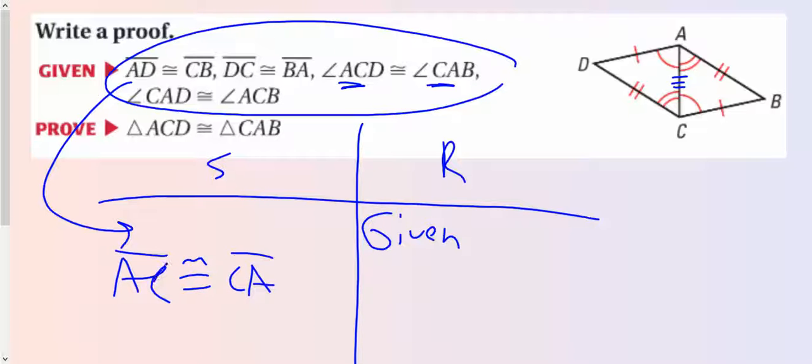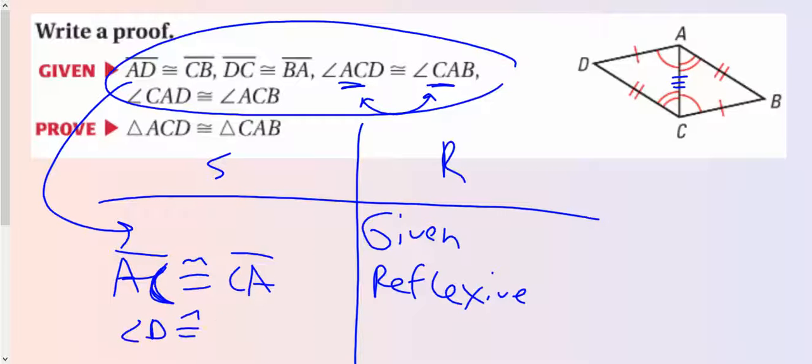And the reason why I write it AC and CA versus AC and AC is because I'm trying to show ACD is congruent to CAB, and that is the proper order. So that is reflexive. All right, now I got to show the other angles are the same. Well, I have two angles congruent to two other angles. So that means angle D is congruent to angle B. And that is our third angles theorem.